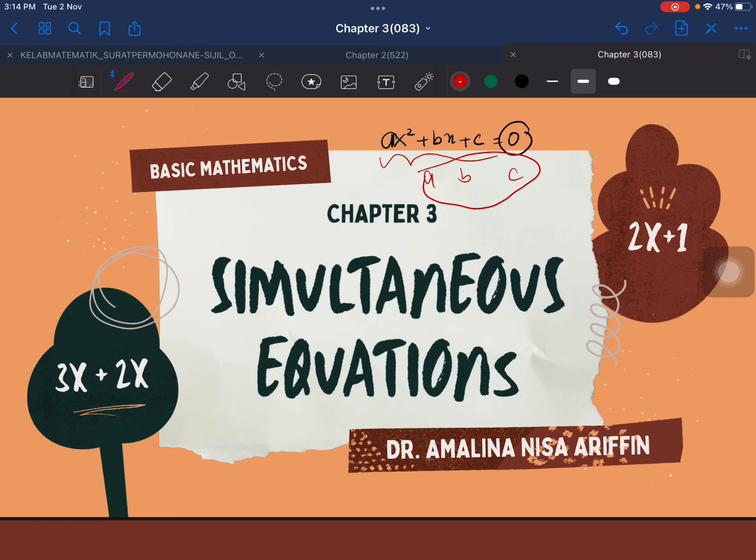And also when you want to find the discriminant value, which is b square minus 4ac. So all these values are important. Okay, kalau you salah dekat value ni, maka you salah lah kat semua sekali. So you need to be careful.